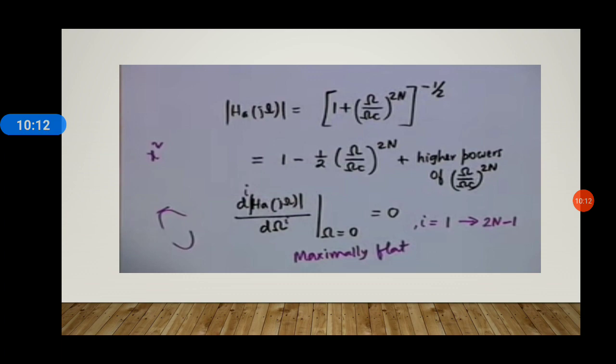Now, from the concept of mathematics, we know that at any point, if the derivative becomes equal to 0, then we call that the function has a maxima or minima at that point, that is, the function is flat at that point. But here we see the function is flat at that point for many differentiations, for many derivatives, that is, for the ith derivative. So we can say that the function is maximally flat at ω equal to 0.